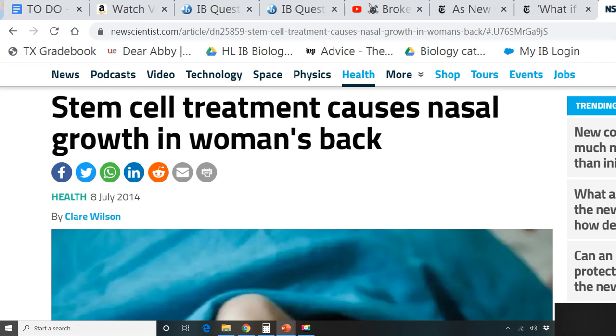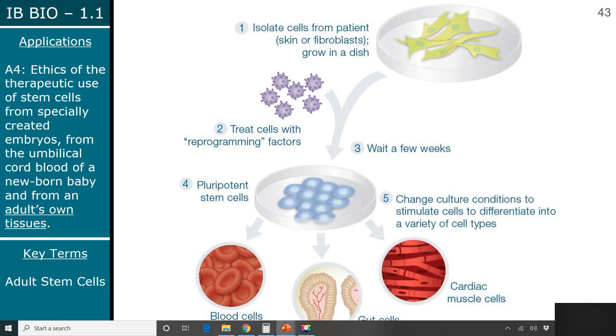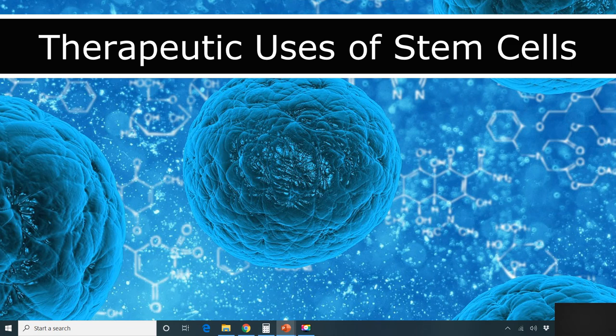So this woman had a stem cell treatment and she was trying to fix her paralysis. And what they did is they took cells from her nose, basically, and they tried to make neurons to cure her paralysis, and instead what she got was a nose on her spine, and it actually did produce mucus and all that stuff. So this is still a pretty new area of science, and it can go wrong really easily.